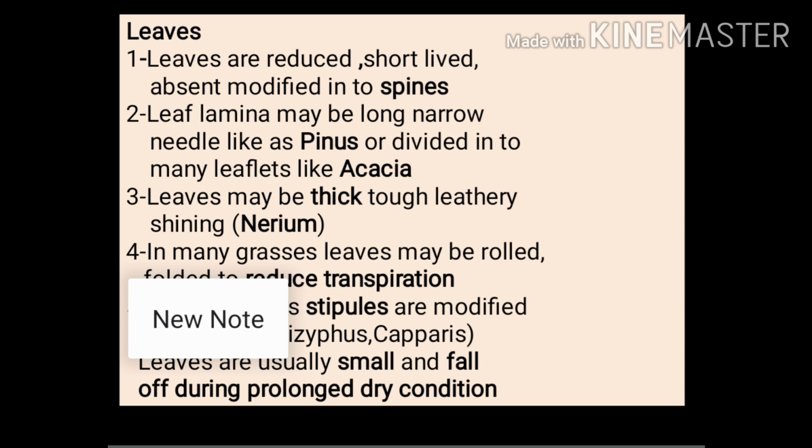After the root and stem modifications, another very important part in xerophytic plants is the leaves. These are reduced, short-lived, absent, or modified into spines. The leaf lamina may be long, narrow, and needle-like, as in spinous plants, or in some plants divided into many leaflets, like Acacia. The leaves may be thick, tough, leathery, and shining, particularly in Nerium.